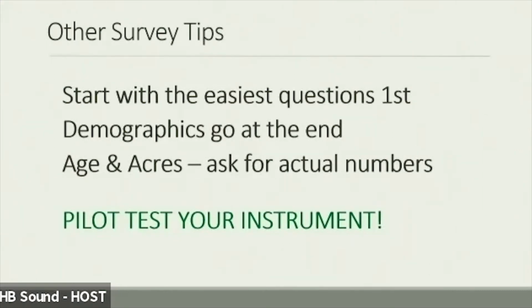Just quickly, the other survey tip: order does matter, and there's all sorts of research that goes into it. But in a nutshell, start with the easiest questions first, and demographics go at the end. I see a lot of surveys starting with demographics, and those are really personal questions. How many acres do you grow? That's a very personal question to start with, right? So start with whatever's easiest.